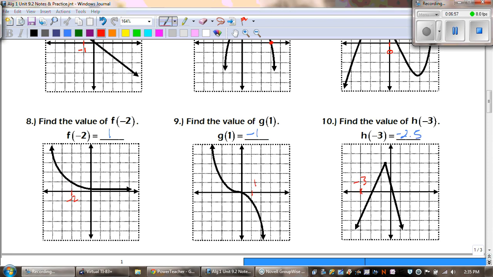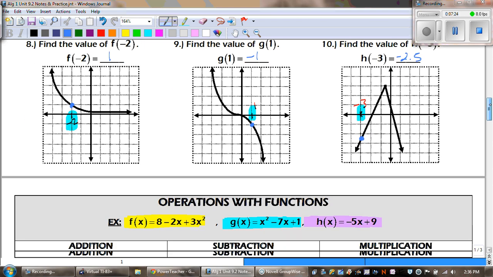Okay, and you should have gotten 1, -1, and -2.5. So what I'm doing on all of mine is writing down where -2 is, writing down where -1 is, writing down -3, and then finding the dot. Find out that point, find out what that value is. If you need help on that, come see Ms. Carranza or myself. Otherwise, let's go ahead and flip it over.